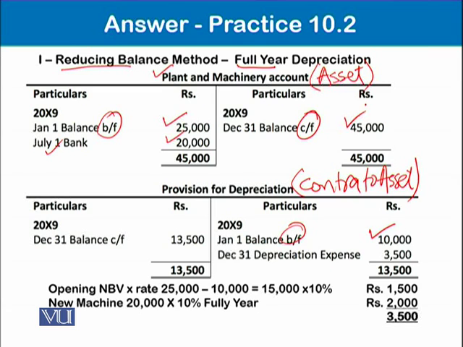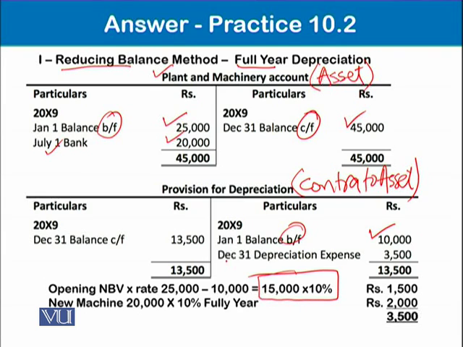The important thing is depreciation expense for the year. How we calculate this under this scenario. So opening balance of asset is 25,000 and opening balance of the provision for depreciation is 10,000. By subtracting this opening balance of provision from the opening balance of asset, we get 15,000.